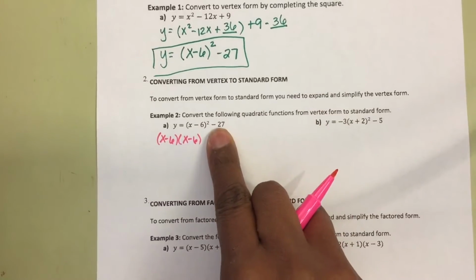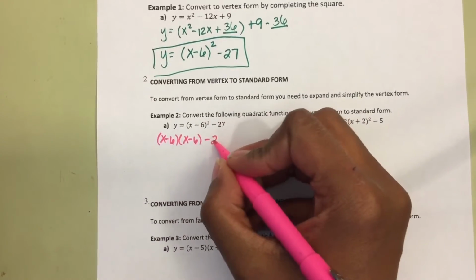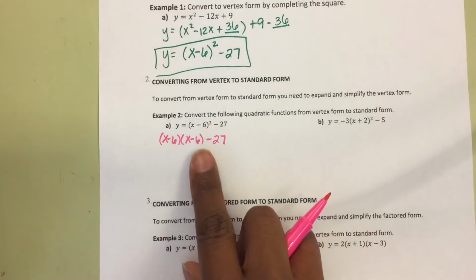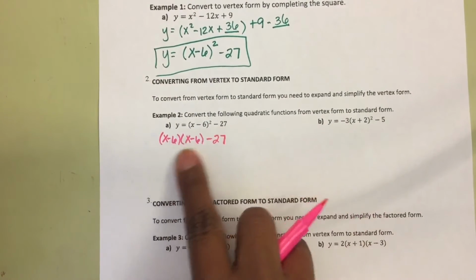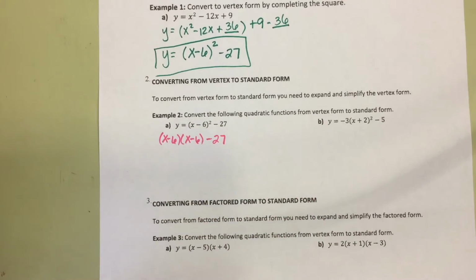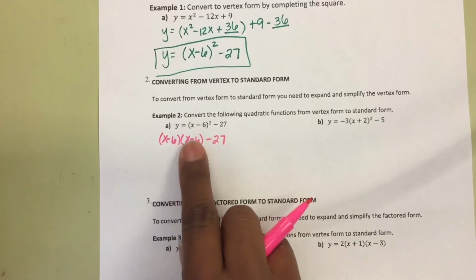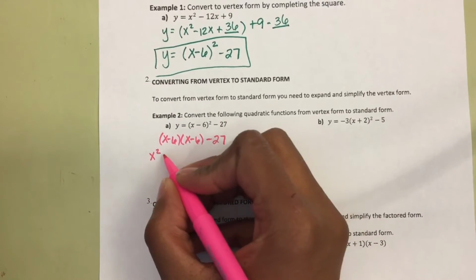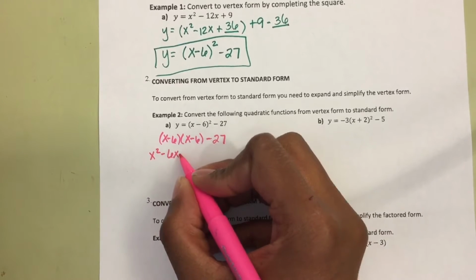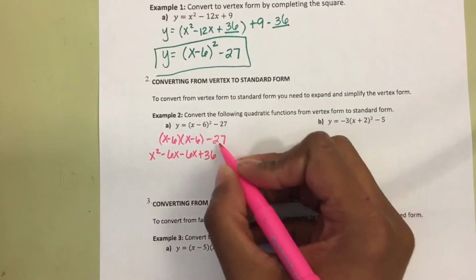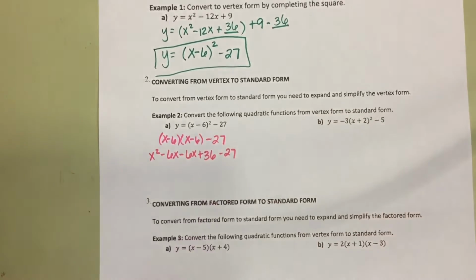Okay, I'm also going to bring this minus 27 down. It's a part of the problem. A lot of times we forget it if we don't go ahead and write it down. And right now we're going to ignore the minus 27. And I want you to FOIL or multiply, however you remember those words. And I want you to multiply this out. We've done this before. It was in the last unit. X squared minus 6x plus 36. You can bring that minus 27 down.